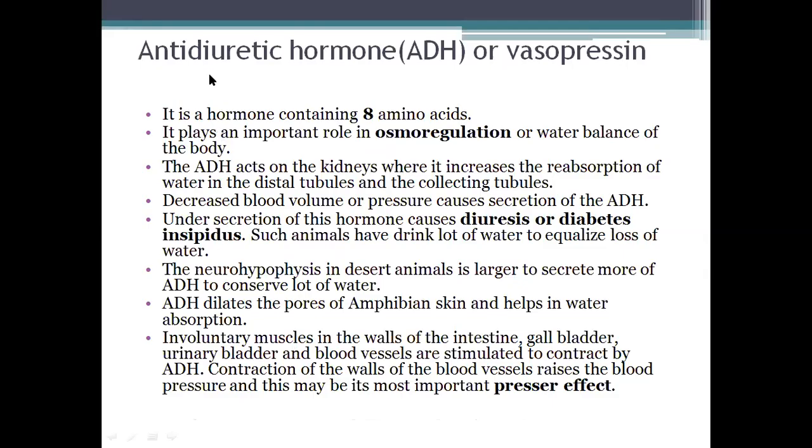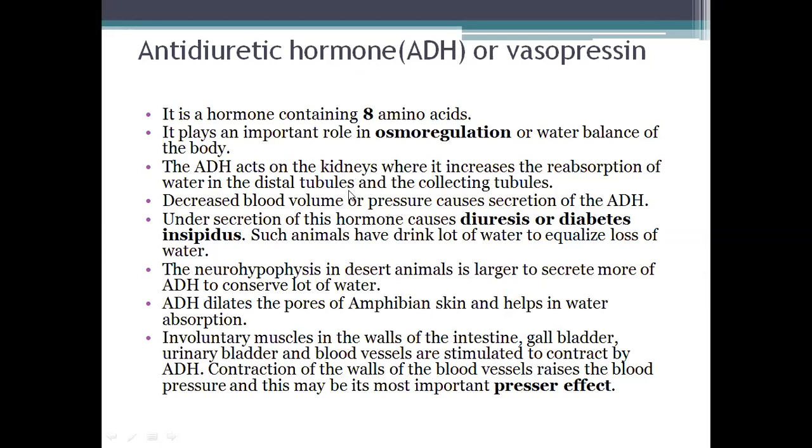The first one is the neurohypophyseal hormone, the antidiuretic hormone, ADH, also known as vasopressin. It is a hormone consisting of 8 amino acids, and plays a very important role in the osmoregulation of the body. Osmoregulation, we all know, is water balance maintenance. ADH is produced in a condition when there is decreased blood volume or blood pressure. So the role of ADH is to bring about the normal condition of the blood volume and the pressure.